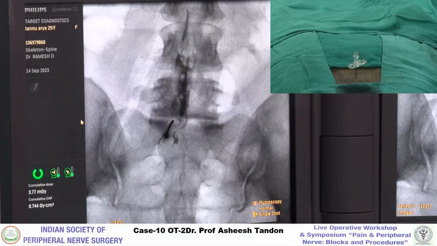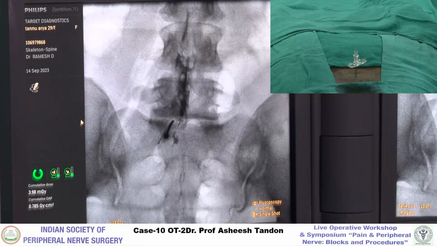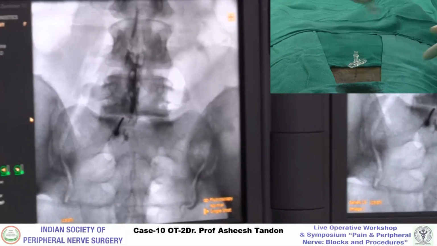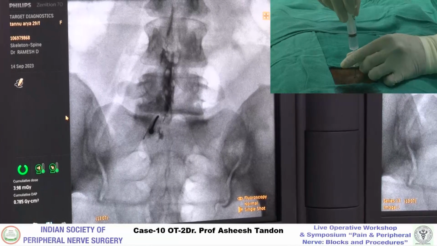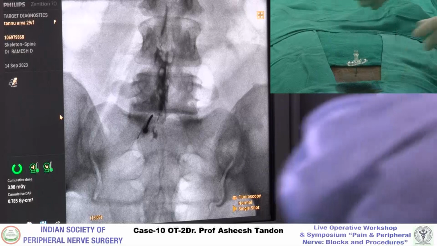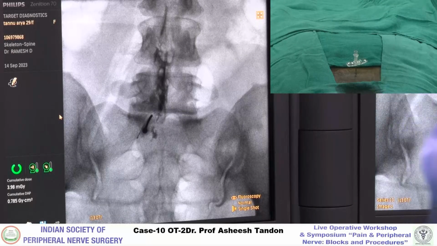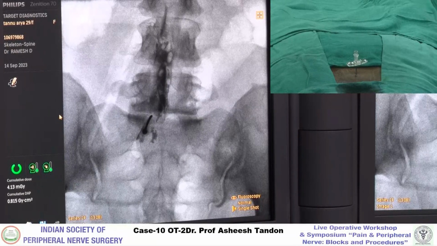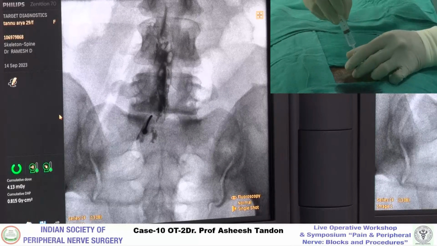See, you can see some dye flowing below the needle towards the root, the S1 root. Yes, we can appreciate it. And just see that there is no flow towards the right side. So the same thing, like giving multiple blocks, or you can position your needle properly to target various roots.